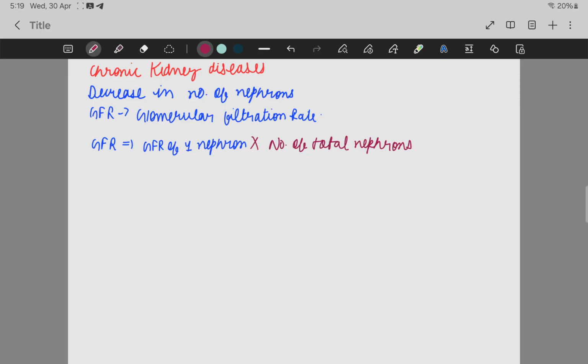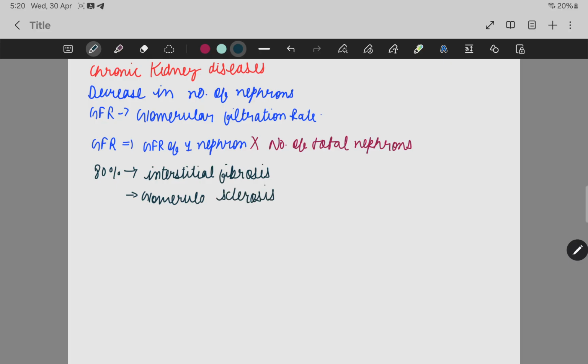Kidney diseases are mostly characterized by, in 80%, interstitial fibrosis, followed by glomerulosclerosis, and lastly, tubular atrophy. In short form, they are known as IFTA.